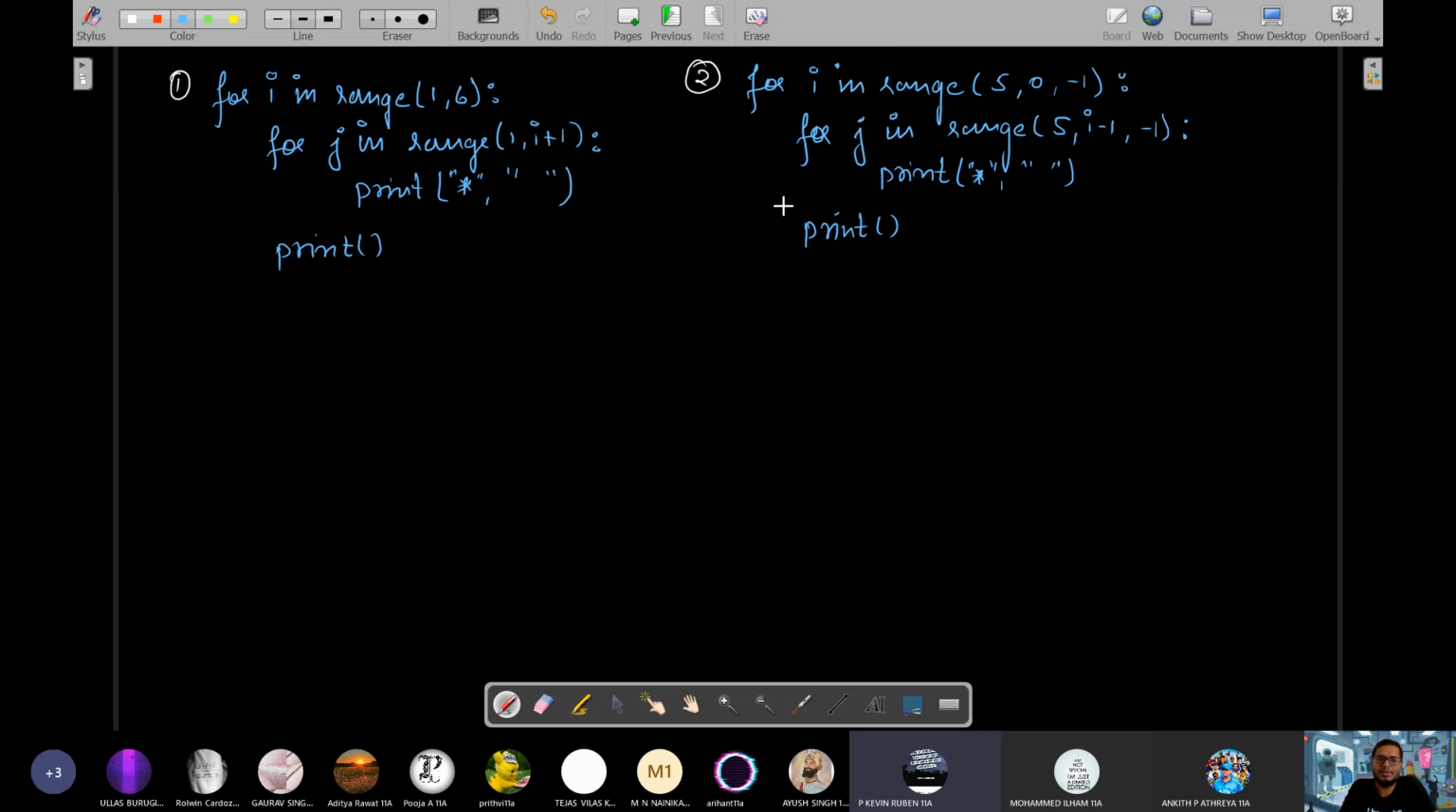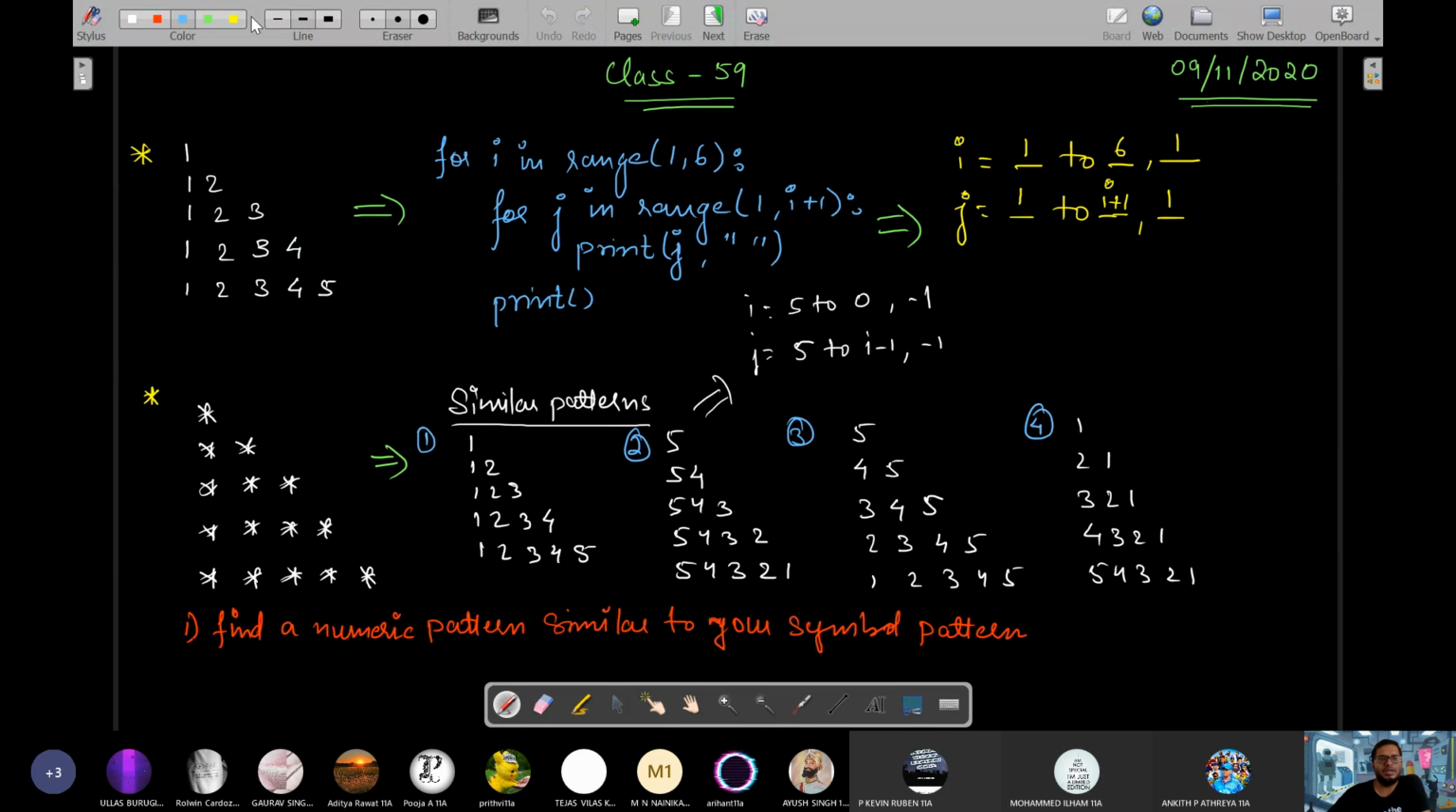Sir, the inner print function over there, shouldn't we write end and then inverted commas? Correct. I don't know why I missed that. Sorry. End is equal. Okay, was it written wrong on the previous page too? Wrong here as well.